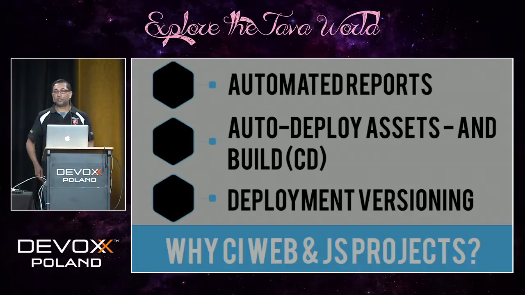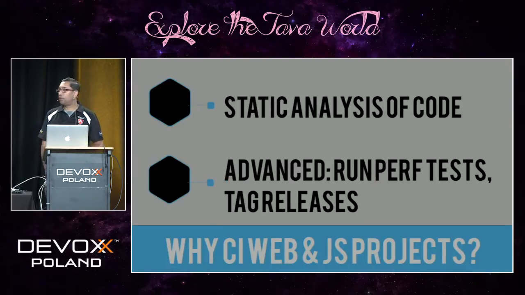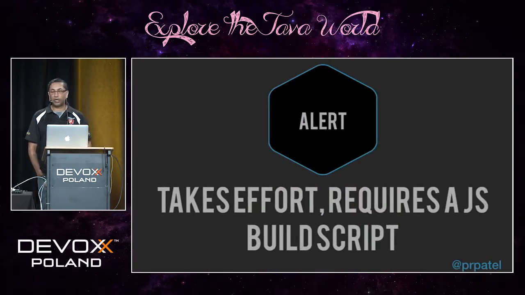And what are some of the things that we want to do in our CI system, right? We do this for our Java projects already. We want automated reports. We maybe want to do automated deployment of those assets to test and staging servers. We may even want to do deployment versioning around that. So some of the things that we'll look at here is we'll do some static analysis with the linter, and we can also run advanced things like performance tests, tagging releases, and other things like that. But let's get into a quick demo.